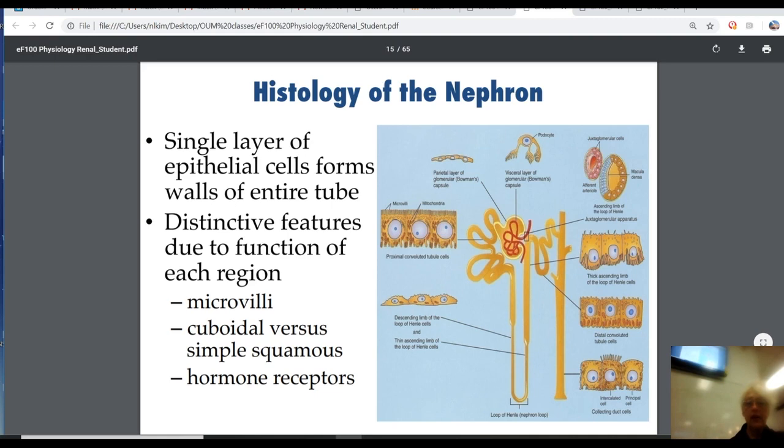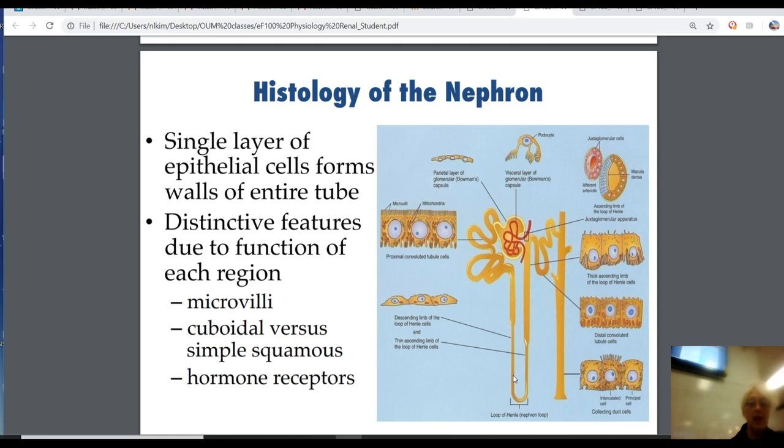So here we're going to look at the histology of the nephron. When we talk about histology, we're talking about the tissue that makes up the nephron itself. Cytology would be cells, histology would be tissue. So you have a single layer of epithelial cells that basically form the wall of the entire tube. These tubes are comprised of epithelial cells. Now you've got to remember, epithelial cells can usually be single layer cells, not real complex cells.